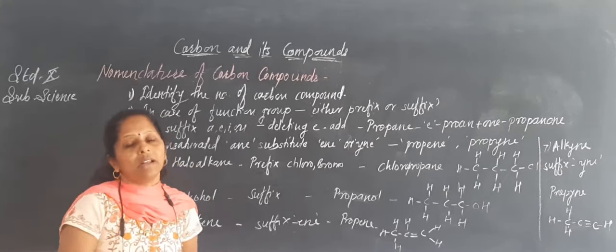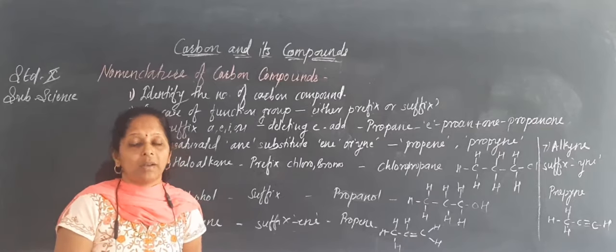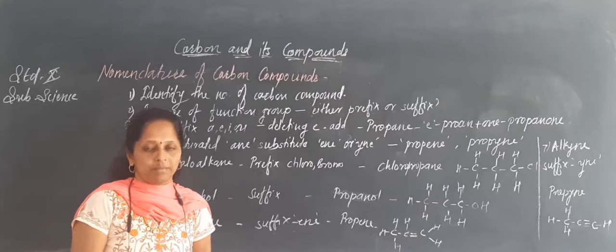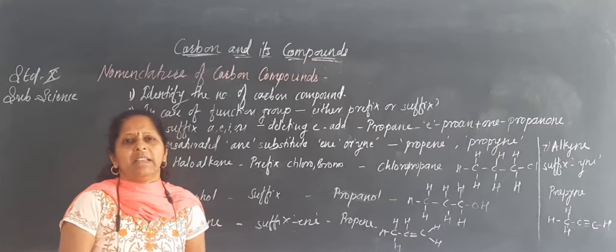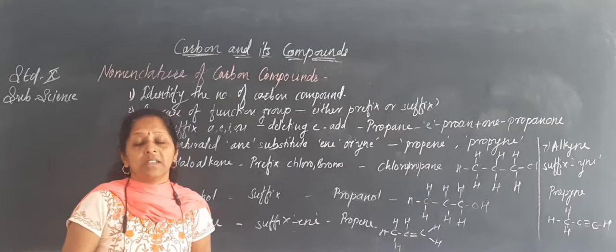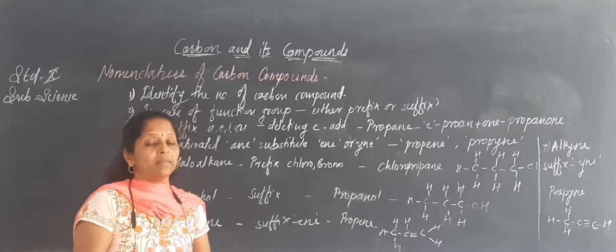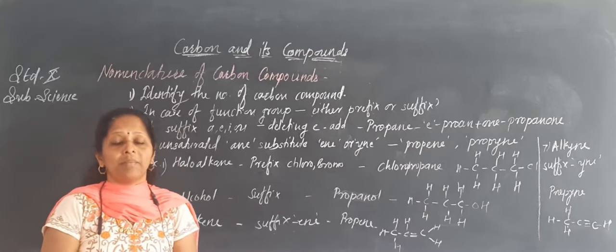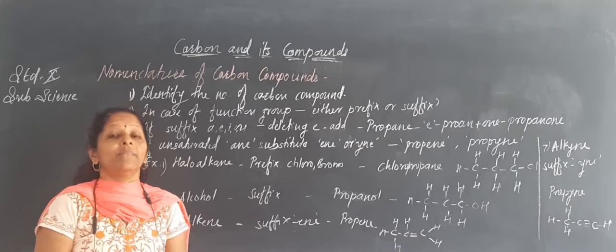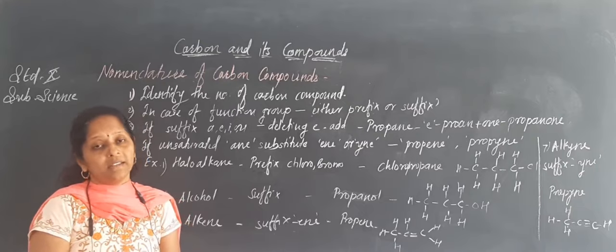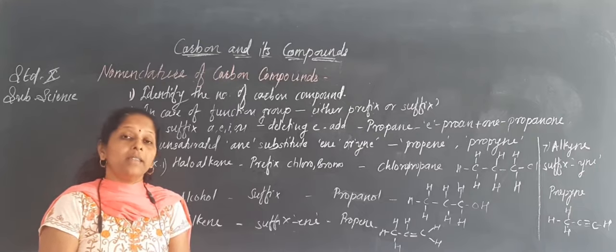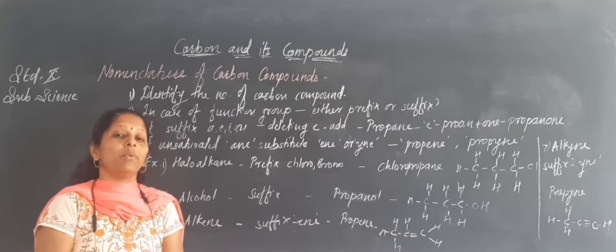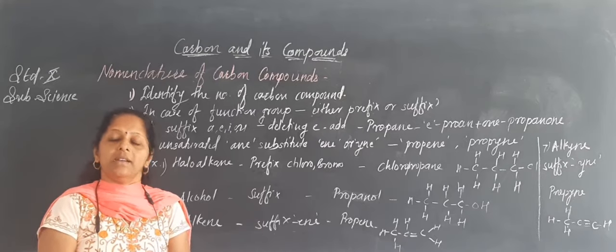Now in this session we are learning about the nomenclature of carbon compounds, the naming of carbon compounds. As we saw, there is a carbon chain, rings and branches. There are a number of carbon atoms; in some carbon compounds there is one, in some there are 2, 3. Branches are there, rings are there. So how do we name a carbon compound? It is very much necessary.